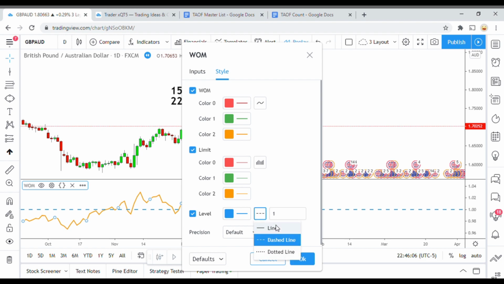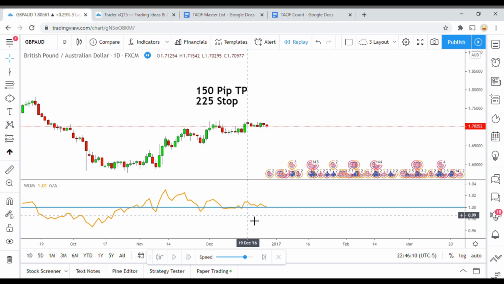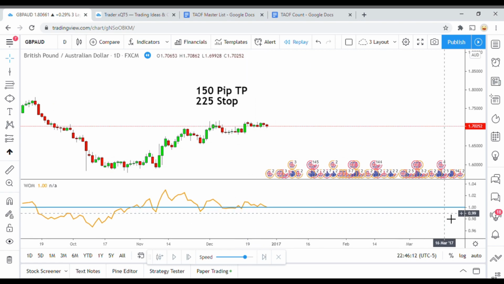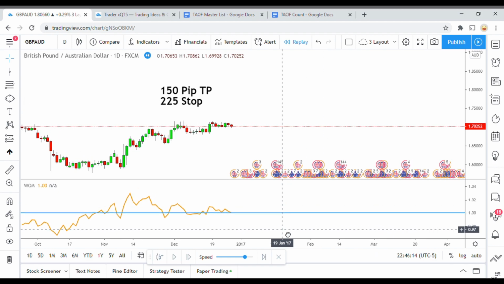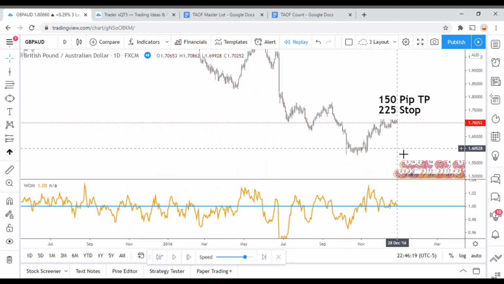I'm going to go ahead and change this as well. Might as well just do a solid line instead of a dotted line. A little bit easier for me to see. Just my preference.